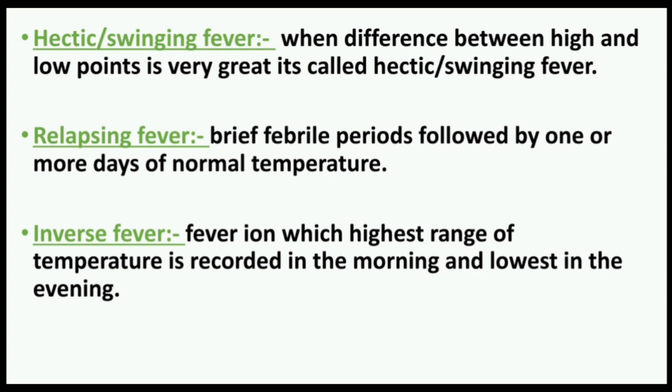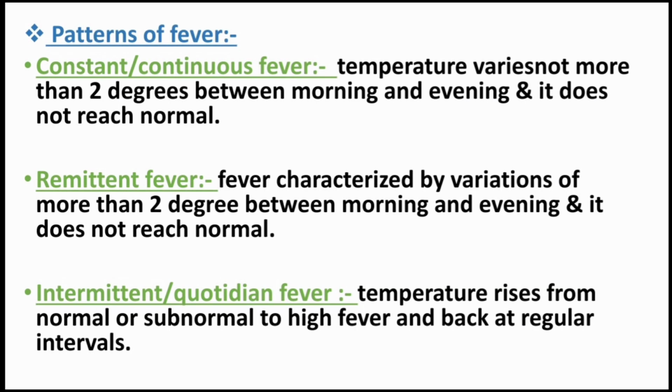Then next is inverse fever. Fever in which the highest range of temperature is recorded in the morning and lowest in the evening. This is inverse fever. Next is patterns of fever. First one is constant or continuous fever. Temperature varies not more than 2 degrees between morning and evening and it does not reach normal. It is called constant or continuous fever.